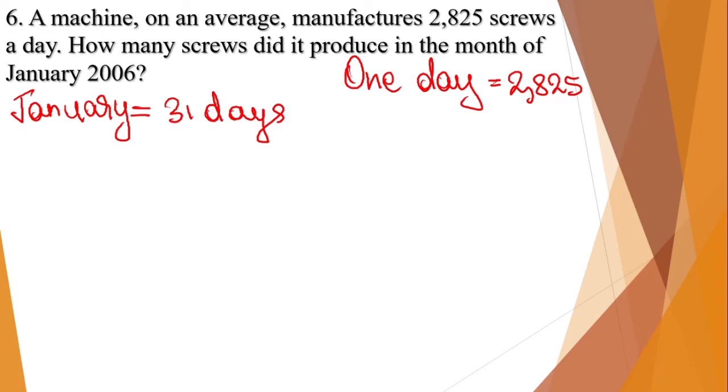Now to find out the answer, we should add 2,825 31 times, right? So this is for 1 day, and if we add it 31 times, we can find out the answer. But it's very difficult to add it 31 times, right? So you all know, multiplication is repeated addition. Then we can find out our answer by just multiplying 2,825 by 31. If we multiply 2,825 by 31, we will get our answer. Now let's multiply.